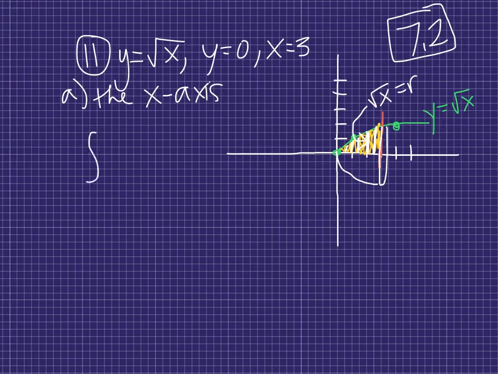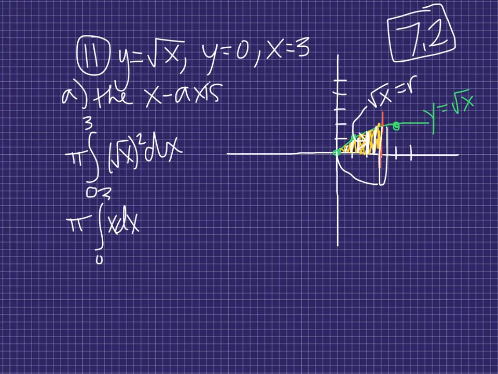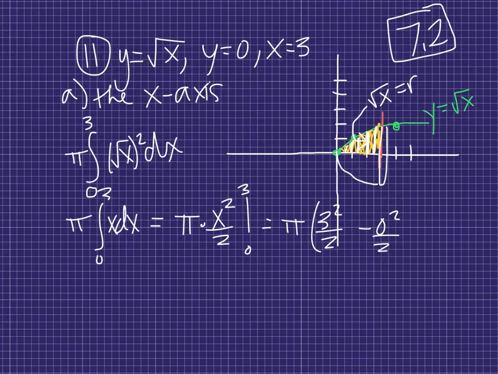So this one's not too hard, because it's just going to be pi r squared. So pi from 0 to 3, because we're bounded at x equals 3. So pi r squared, so it's going to be square root of x squared dx. Sorry, square root of x squared is just x. And so if I actually do that integral, I'm going to get pi times x squared over 2 from 0 to 3. I'm just going to leave the pi on the outside. So I'm going to have 3 squared over 2 minus 0 squared over 2. So really this ends up being 9 over 2 pi.